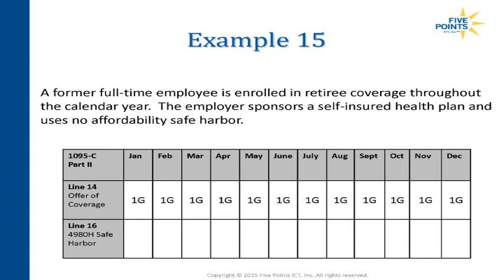You're on a self-funded insured plan, you don't use an affordability safe harbor. It really doesn't matter here. In essence, I'm going to use 1G the entire year. It just says they're not an employee, they weren't full-time for any month of the calendar year. Use 1G across the board. I don't have to worry about 2G because they're not an employee. So for all your retirees for the entire calendar year. Really easy to do.